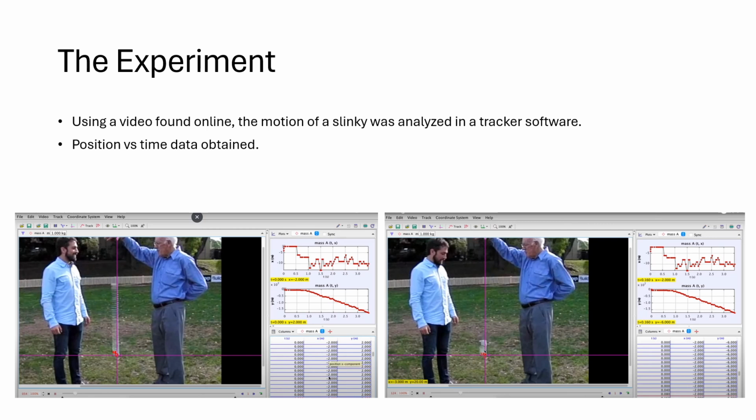Moving on to the experiment, using a video found online, the motion of a falling slinky was analyzed in the tracker software, and this allowed us to obtain position versus time data. And from these two screenshots, you can see in this first one at a lower time, the bottom of the slinky is at this point, and then later when the slinky has fallen, the bottom of the slinky is still at this point.